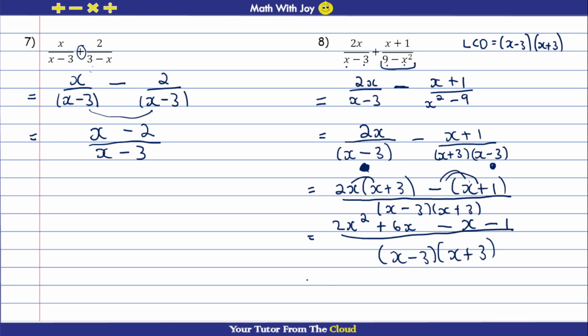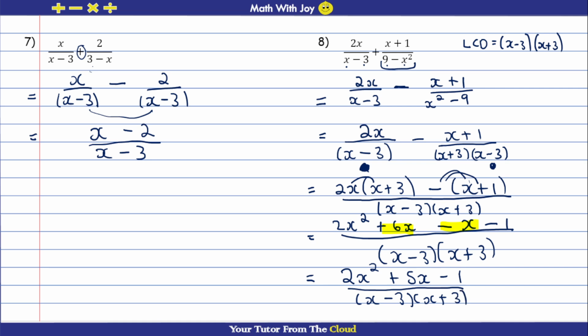Okay. Then we simplify a bit more because we have some like terms over here. Just make sure you notice that these are like terms. Now we're just gonna bring it home. We're gonna say this is 2x to the power of 2. 6 minus 1 is gonna be positive 5x minus 1. And we have to divide this by the denominator, which is x minus 3, x plus 3.